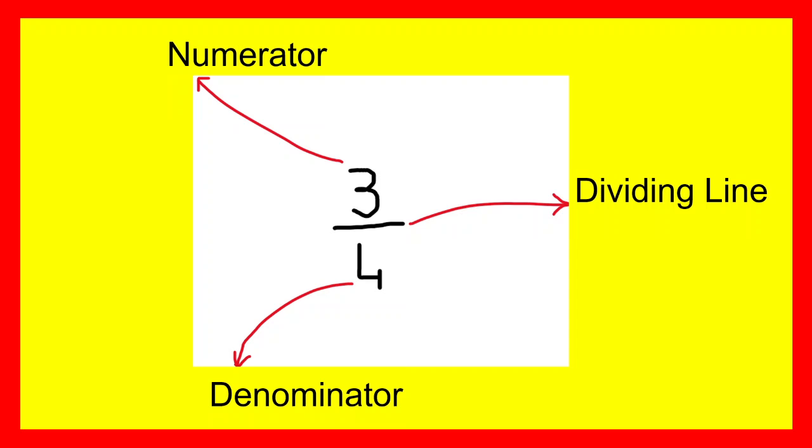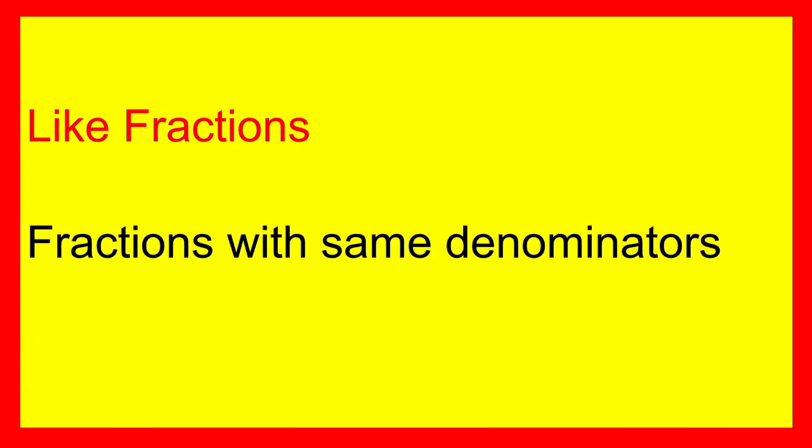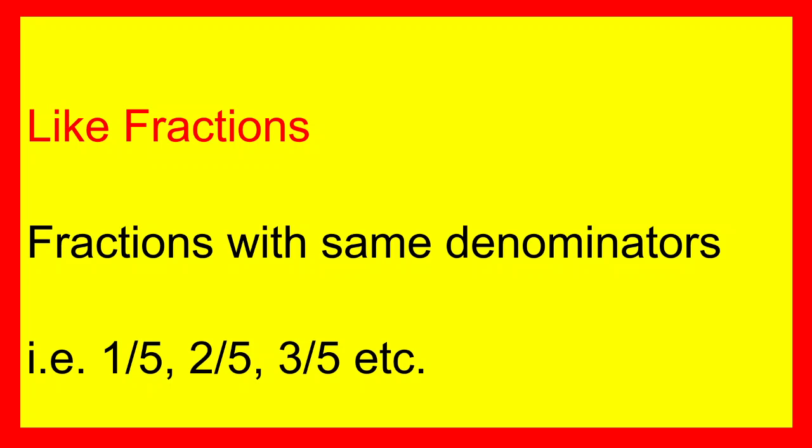We will start learning addition and takeaway from an easy one and then take up the hard ones as well. Some fractions are called like fractions, and they are fractions with the same denominators. If we are given two fractions and their denominator is the same, they are called like fractions. For example, you can see 1 divided by 5, 2 divided by 5, 3 divided by 5. All these three are like fractions. They have the same number as denominator.